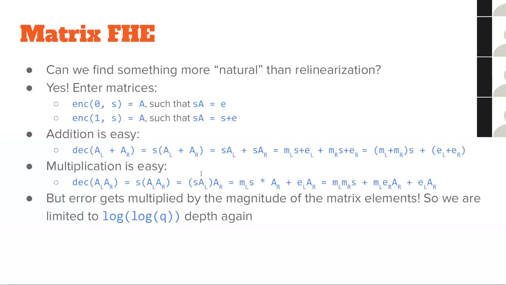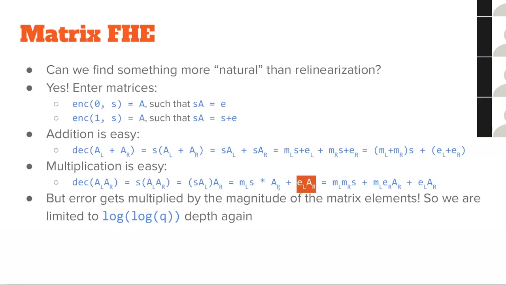And so you can show that this expands out. First S passes through AL, then you multiply that by AR. S times AL is going to be ML S plus EL as before, right? So S times A is going to be your message multiplied by S, either 1 or 0, plus your error. Except here we still have to multiply it by AR. So you have ML S times AR, then you have EL times AR.